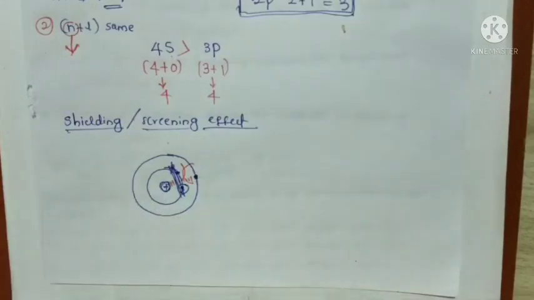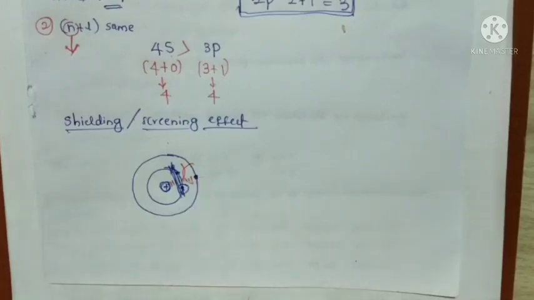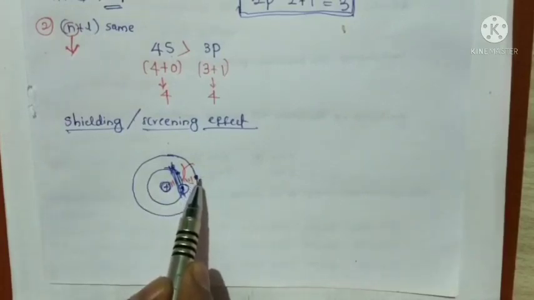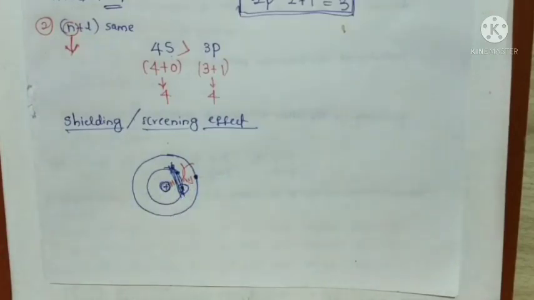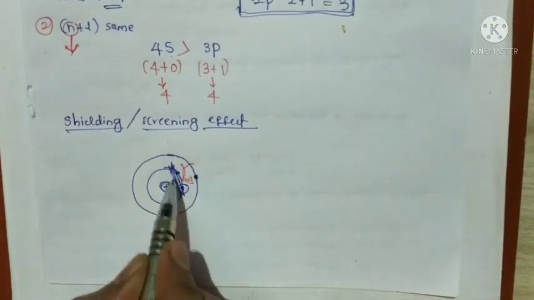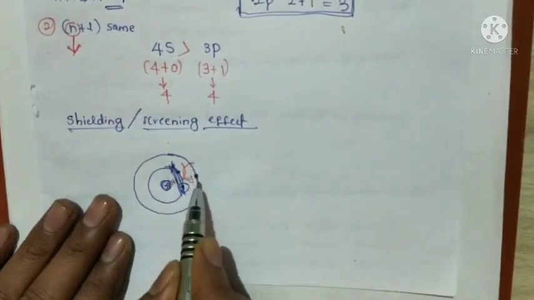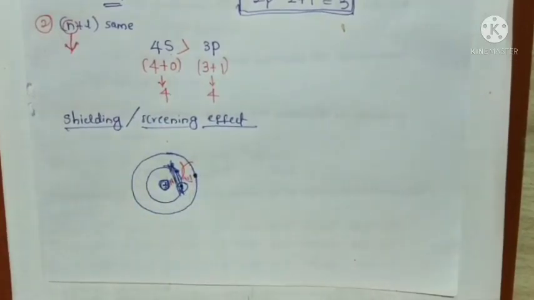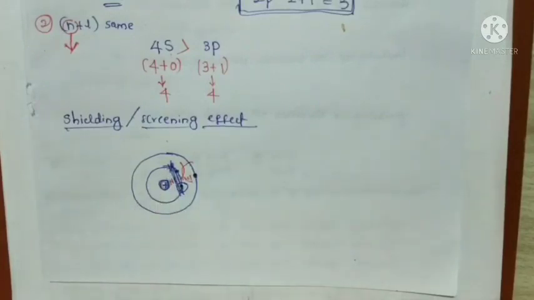Definition, once again: outer shell electrons are shielded by inner shell electrons is called the shielding effect. Due to the presence of inner shell electrons, the nucleus's effect on the valency electrons is lowered, because inner core electrons shield the nucleus's power on valency electrons. This effect is called the shielding effect.